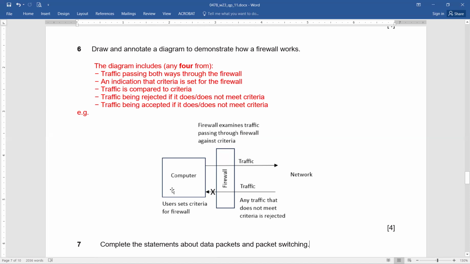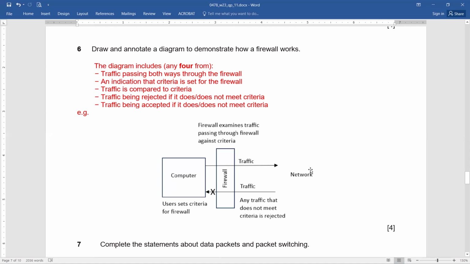And the user is setting the criteria for the firewall. It's you who are setting the criteria for your network, for your computer system to be accessing. And any traffic that does not meet the criteria is rejected. And you can see it's drawn here as a rejection, it should not be accepted by the computer system because that is not meeting the criteria. So here you can see the traffic is allowed and here the traffic is blocked. The traffic is not allowed.